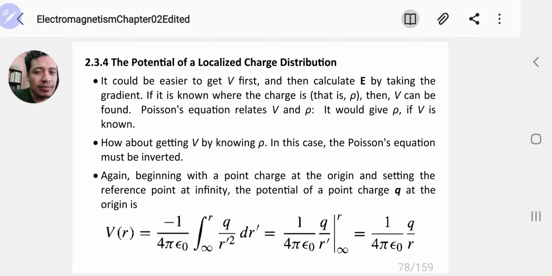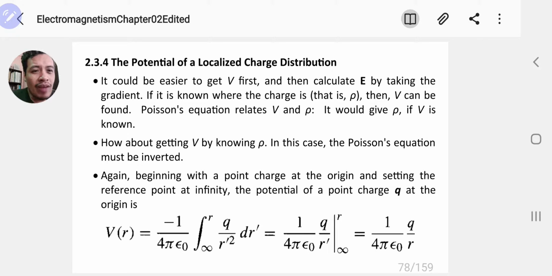If we know the charge distribution, if we know that there's a presence of charge somewhere, then we can calculate V without the mess that the directions of the fields put us in with the integration of the electric field. So in this case, you're just going to calculate the electric potential.